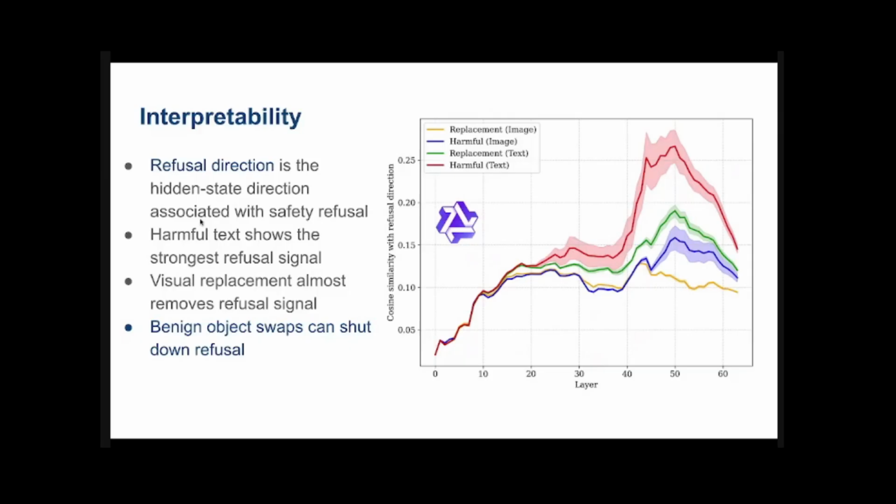The harmful text here shows the strongest refusal signal. Both cases of visual input actually show a weaker refusal signal than both cases of text input. So even an image of a bomb is less correlated with the refusal signal than a prompt about an exploding banana, right? And the benign object swap in the vision input is the one that most effectively shuts down the refusal mechanism, and it's least correlated with the refusal direction.